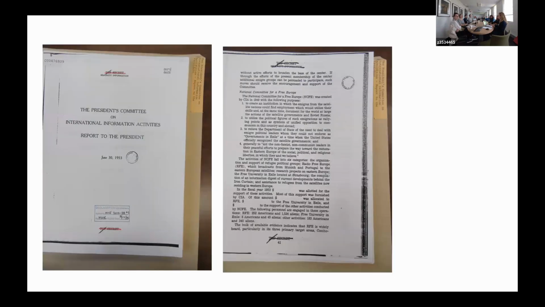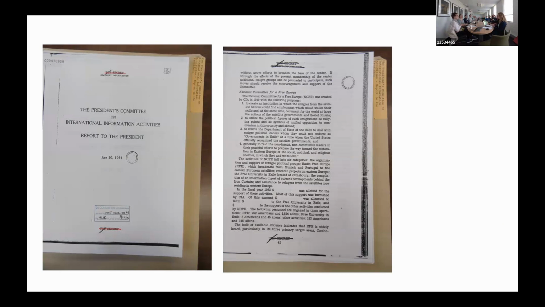And 2 years later, in 1953, on the initiative of the newly elected President D. Eisenhower, the American psychological warfare operations were reviewed. This document speaks for itself about the CIA's funding for the university in exile, especially the last paragraph, if you can just see. This file was partially declassified in 2015.